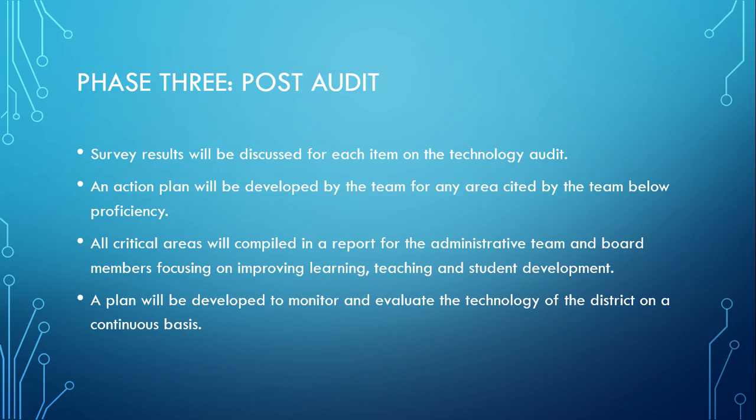The action plan focused back on the district's vision and mission statement, and how we wanted the district to pursue each one of these deficiencies as a whole. After we looked at where we felt they were below proficiency, all critical areas were compiled in a report focused specifically on three areas: learning, teaching, and student development.